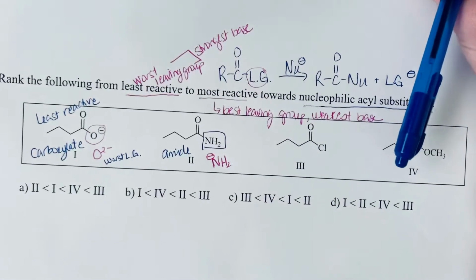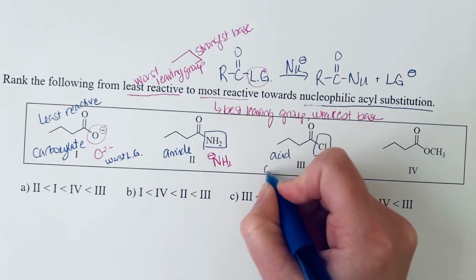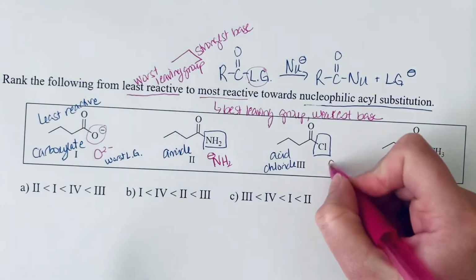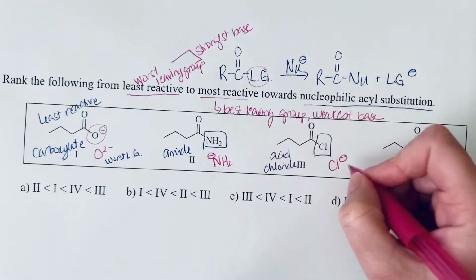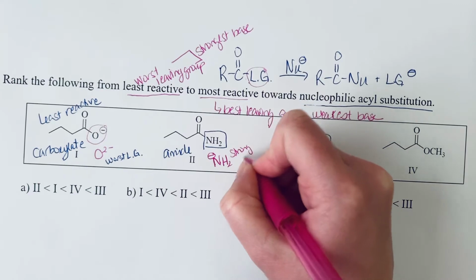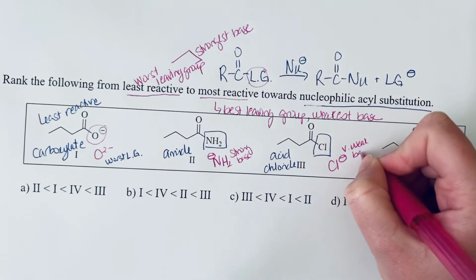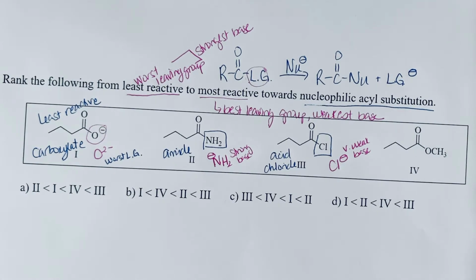But let's get all of these listed so we can compare. So here we have an acid chloride, also known as an acyl chloride. And so here the leaving group is Cl minus, and this is a really, really weak base. Chloride ion is the conjugate base of hydrochloric acid, and we know that hydrochloric acid is a strong acid. And we also know the relationship between acids and conjugate bases. If you have a strong acid, you have a weak conjugate base.